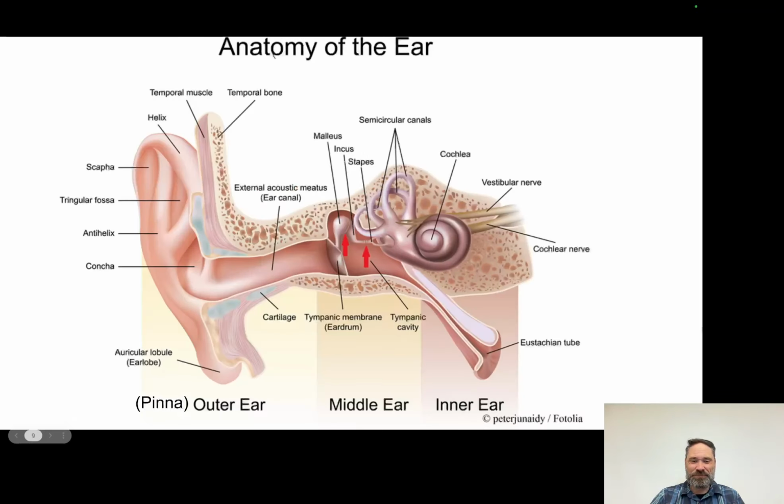Nice and clean. All right, so there's the whole journey, right? From the outer ear, through the ear canal, to the tympanic membrane or eardrum, across the three bones, pushing through the cochlea, and through the auditory nerve in the end.